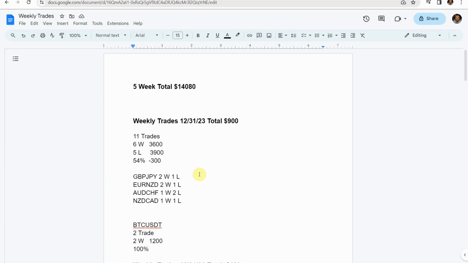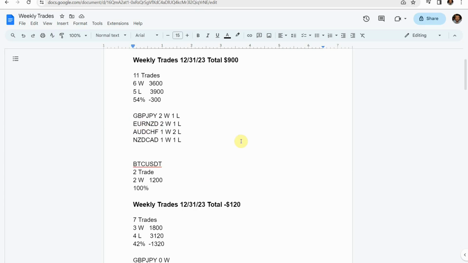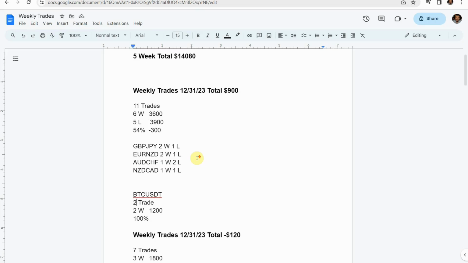Let's go ahead and go over the weekly signals, and so this is the signals from the Academy of Forex strategy on these 4 Forex pairs and this one crypto coin. This is on the 30-minute time frame. And so for this last week on the Forex pairs, there were 11 trades altogether. We had 6 winning, 5 losing for a 54% win rate. That would have put us down $300 on the week. For the crypto coin, we had 2 trades, 2 winning trades, a 100% win rate, and a gain of $1,200. For a combined total of a gain of $900 for the week.